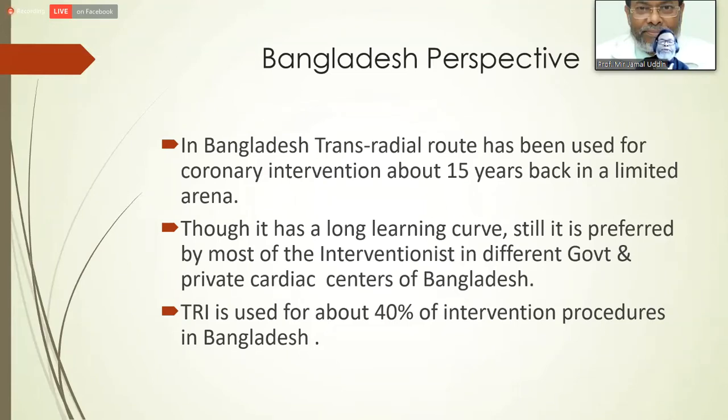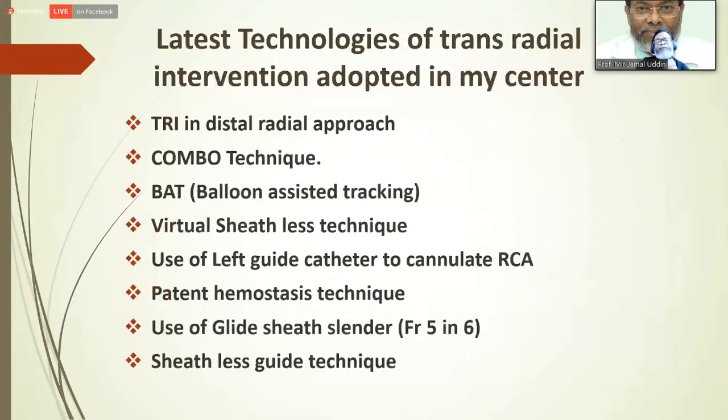And from the Bangladesh perspective, the transradial route was first used for coronary intervention about 15 years back in a limited arena. Though it has a long learning curve, it is still preferred by most interventionalists, and TRI is used for about 40% of intervention procedures in Bangladesh. And there are different latest procedures of transradial intervention: TRI in distal radial approach, combo technique, BAT, virtual sheathless technique, use of a left guide to cannulate the RCA, patent hemostasis technique, use of glide cylinder, all we are doing.